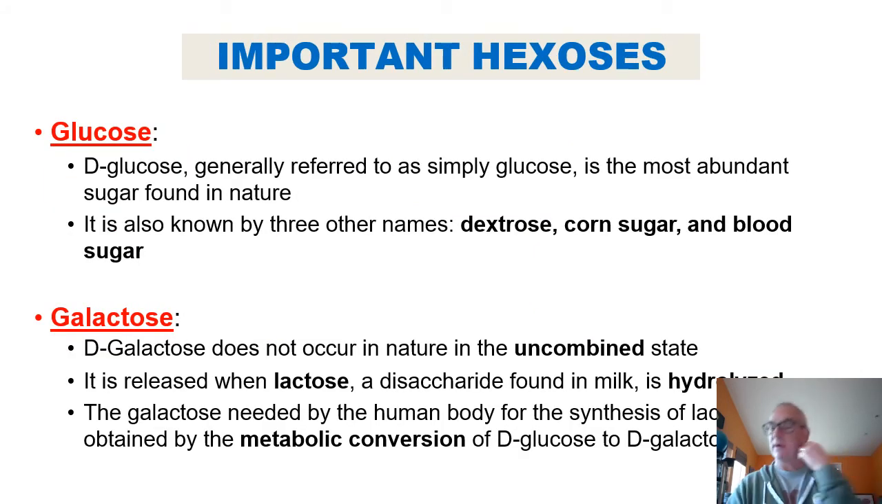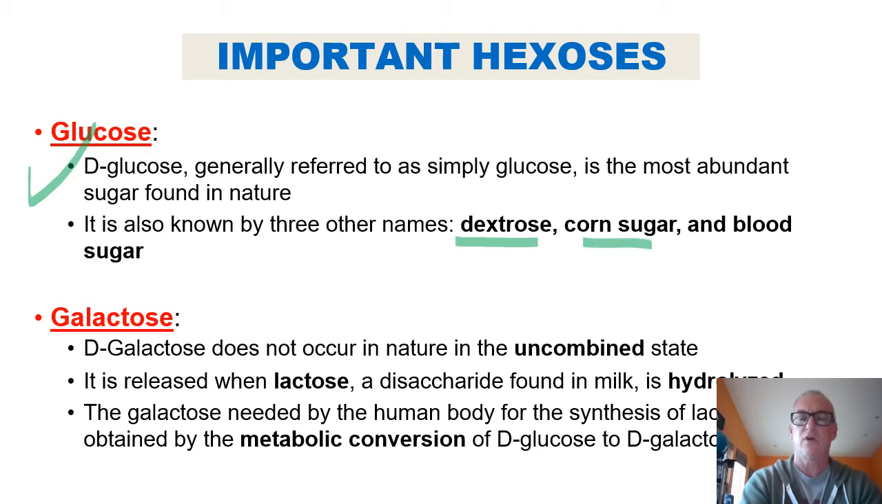So, some of the important six carbon carbohydrates. Glucose, we're all familiar with glucose. It's known by a bunch of other names as well. It's known as dextrose, corn sugar. It's also known as blood sugar, which is kind of nasty to think about.